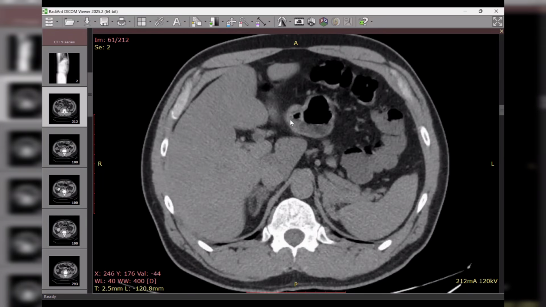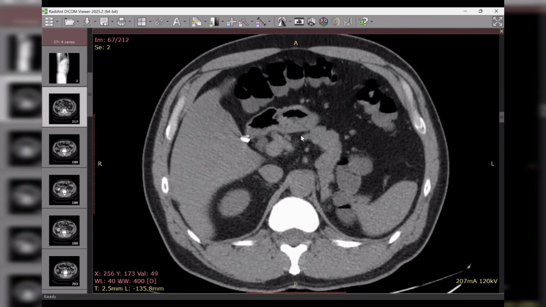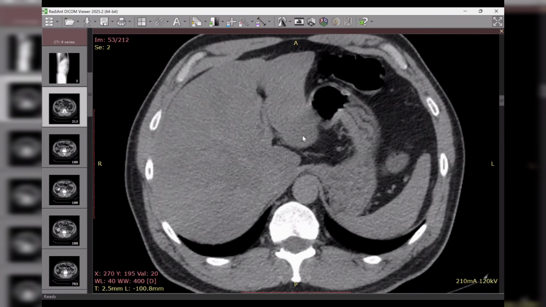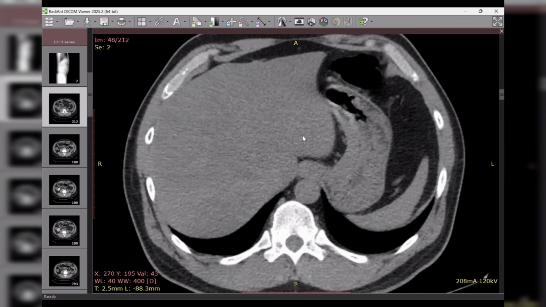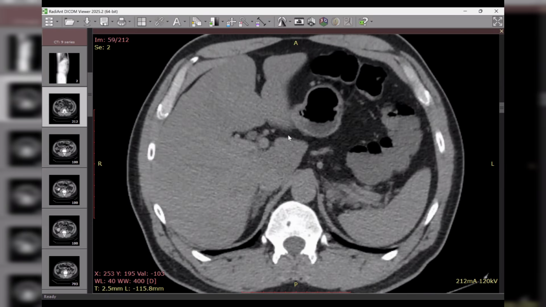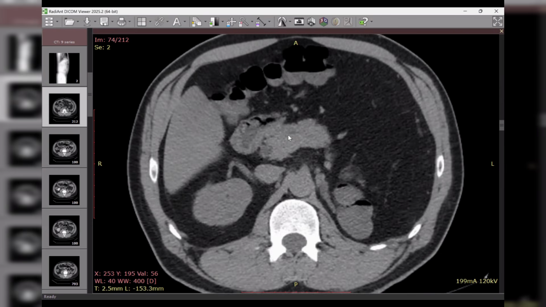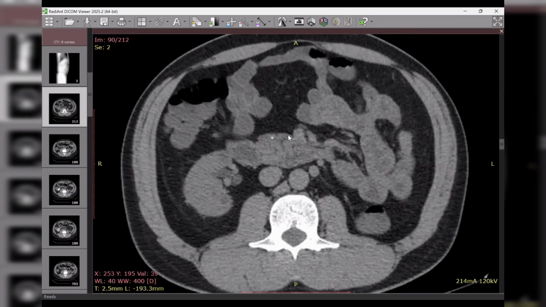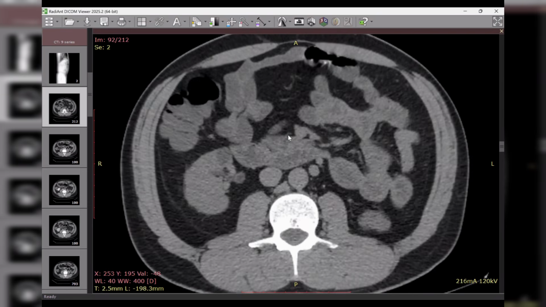Okay. This patient, I will give you the clinical information. This patient has pelvic pain. He came to the ER multiple times with this pelvic pain. They gave him anti-inflammatory, then discharged him without imaging. Okay, let me scroll for you. So these are the axial slices from a non-contrast CT of the abdomen and pelvis.